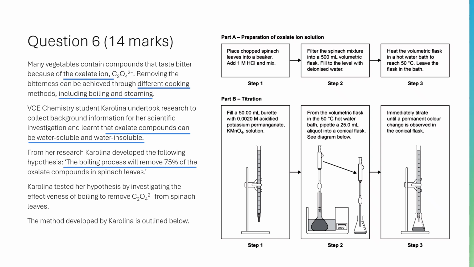The boiling process will remove 75% of the oxalate compounds in spinach leaves. Karolina tested her hypothesis by investigating the effectiveness of boiling to remove oxalate ion from spinach leaves.